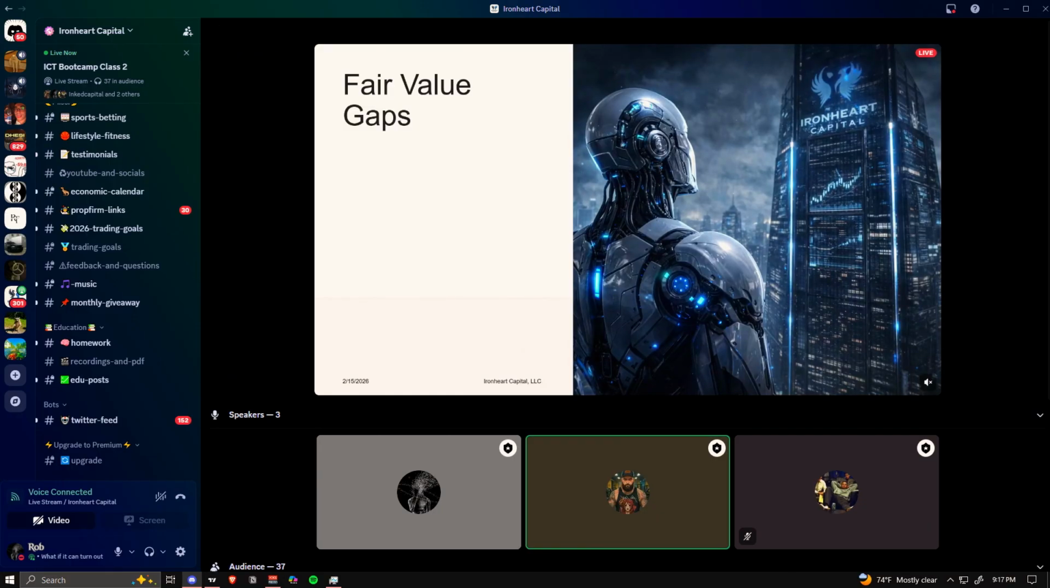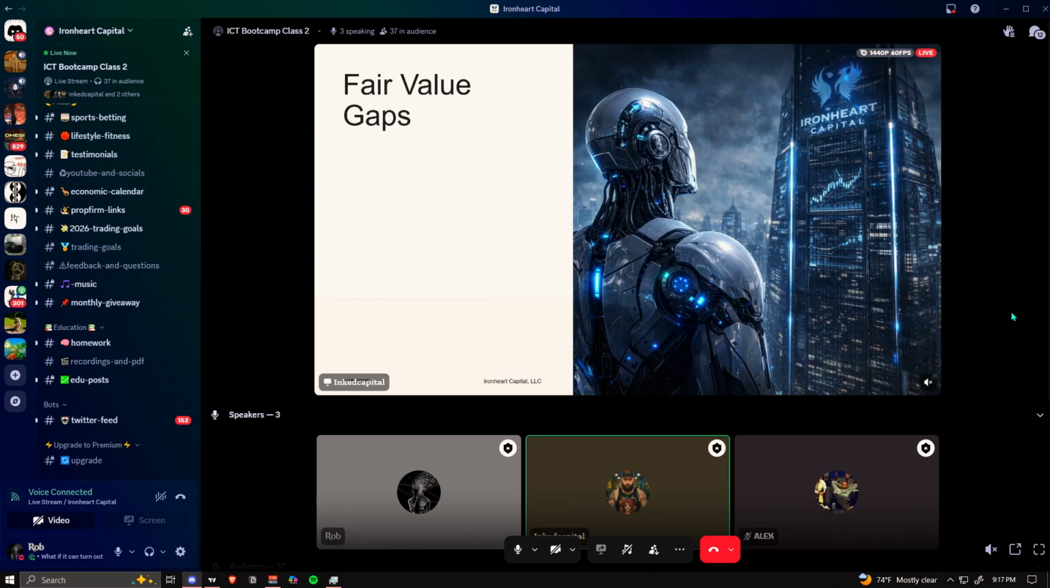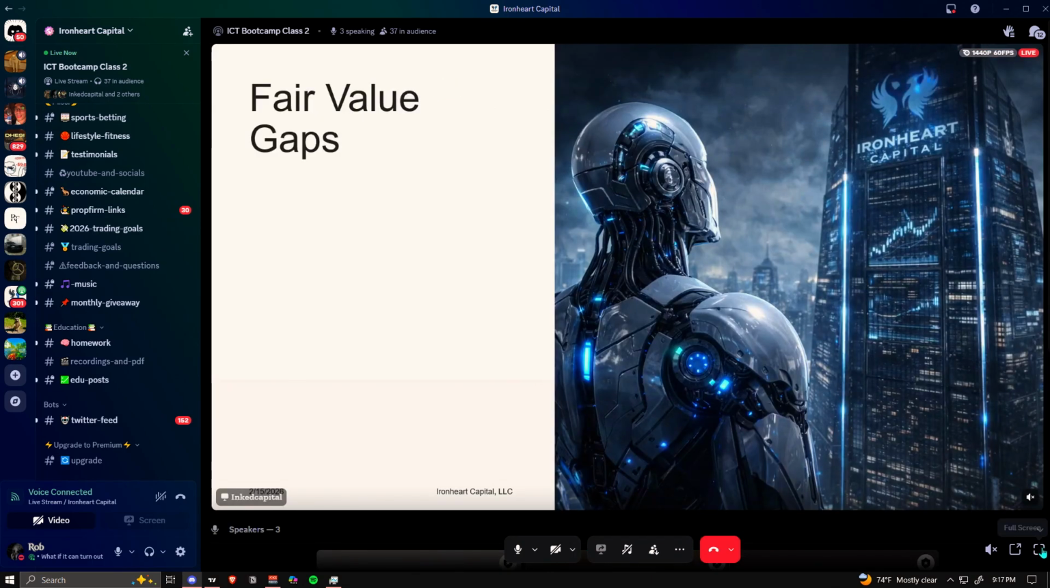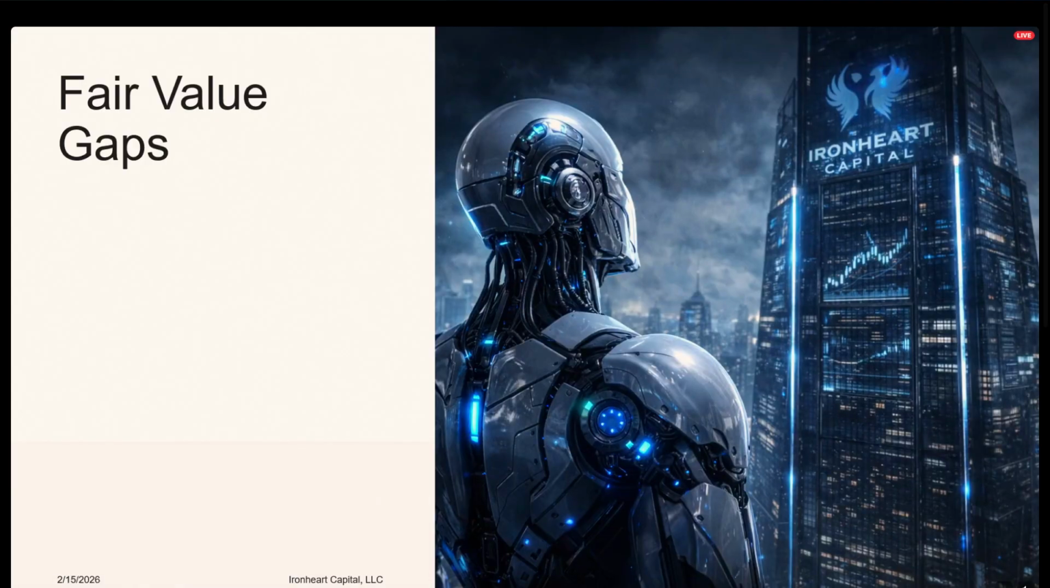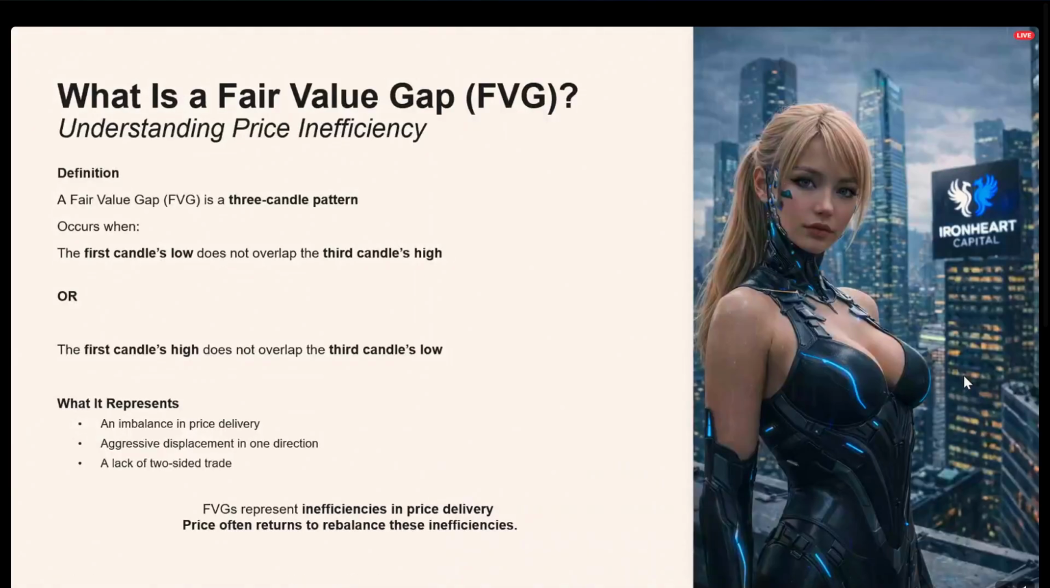So the last section is going to be on fair value gaps, just kind of another part of creating a trading model, understanding price action. So here we go. You guys are going to pay attention to this slide, I think. What is a fair value gap, right? Fair value gaps are price inefficiencies, right? It is a 3-candle pattern, right?